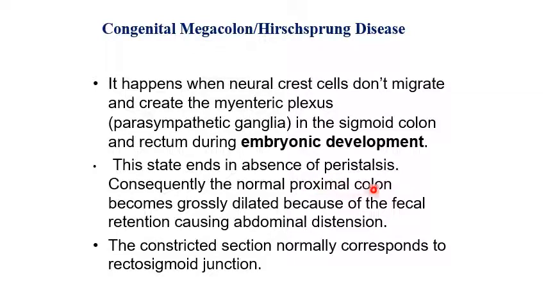So the normal proximal colon, that becomes grossly dilated because of the retention of feces, and this causes abdominal distension. Since the feces, they are not moving in the forward direction, so that is why abdominal distension will be present. So the constricted section, that normally corresponds to the rectosigmoid junction, that part will be constricted, while the proximal part of the colon, that will be dilated because of feces.